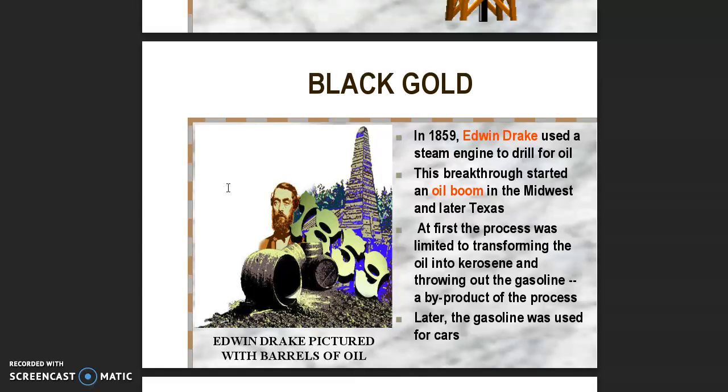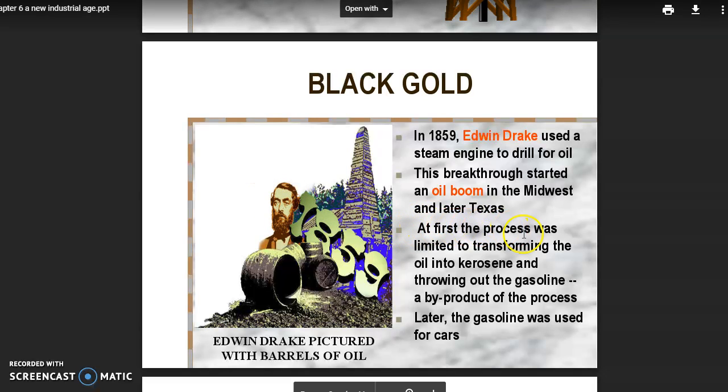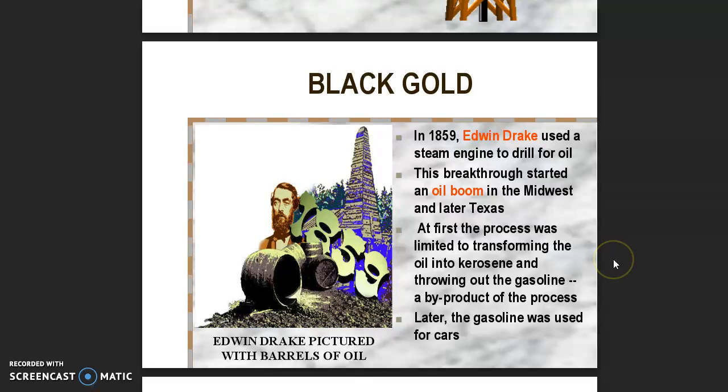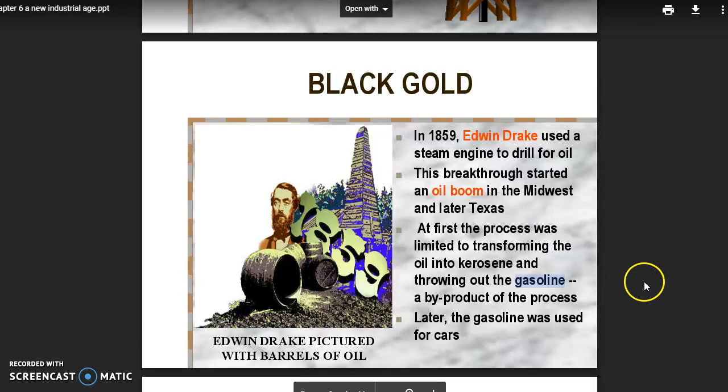What I always find interesting about the oil boom in the very beginning here is, if you read right here, the process was used to transform oil into kerosene. They actually threw away the gasoline at one point until we started using it for cars. So in the beginning, they kind of just threw it away, which is an interesting fact.